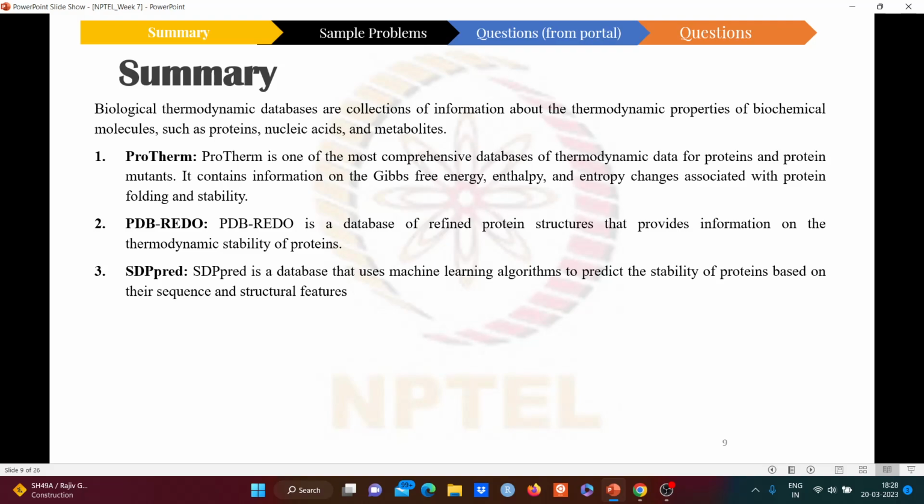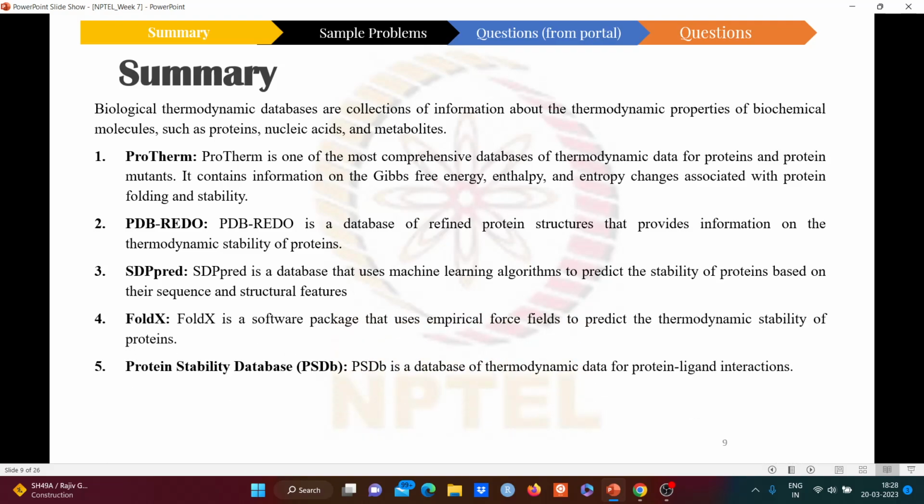Next is the FoldX, which uses an empirical force field to predict the thermodynamic stability of proteins. It can be used to calculate the Gibbs free energy of folding or unfolding, as well as the effect of mutations on protein stability.